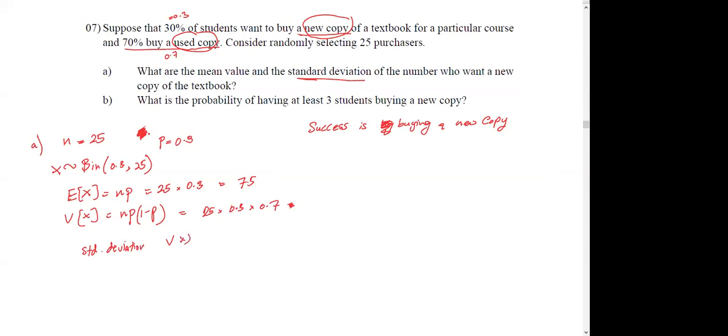You need the standard deviation, which is the square root of the variance of x, the square root of 0.7. This becomes 2.29. So these are the two answers. This expected value and variance look like this because this belongs to the binomial distribution.